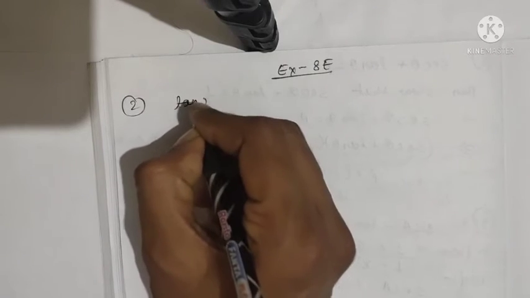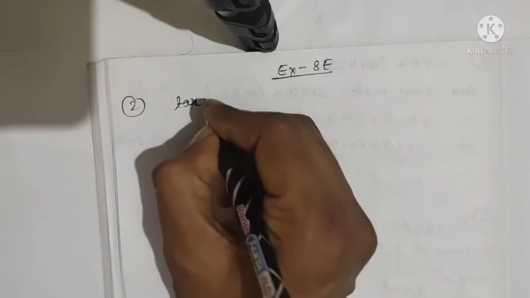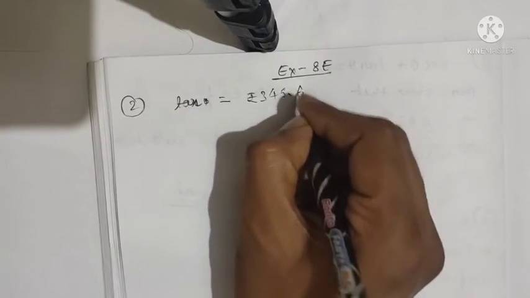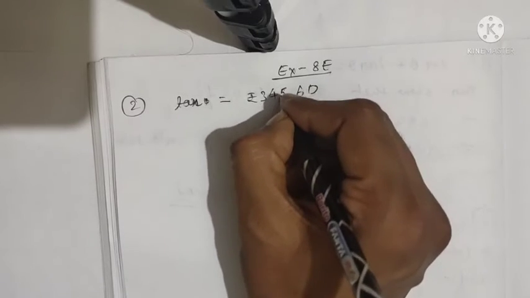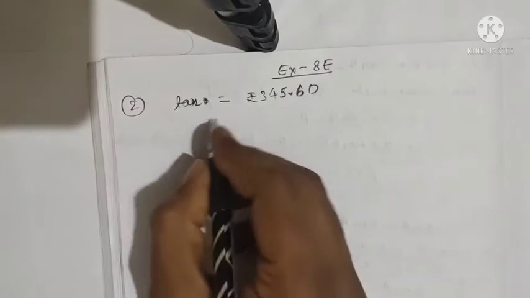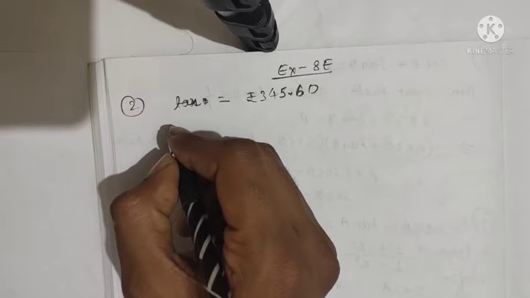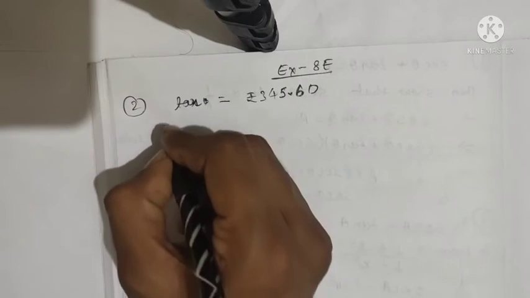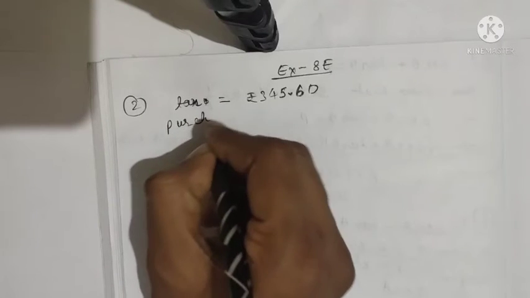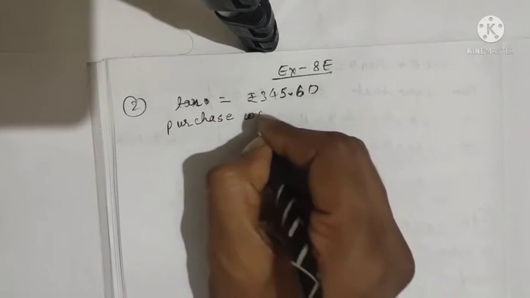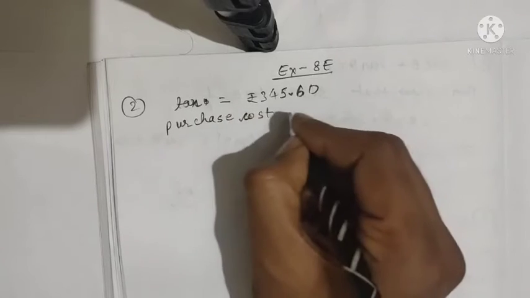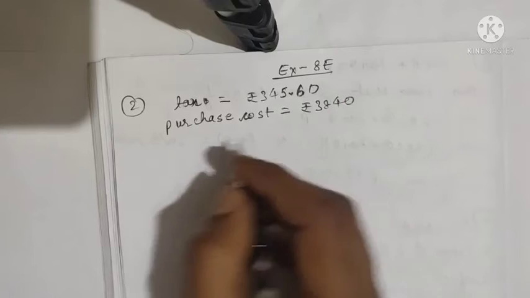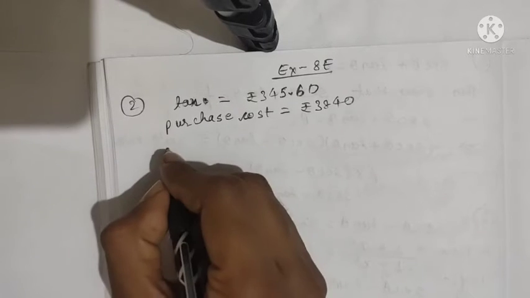So the tax is equal to rupees 345.60, and also it is given that on a purchase of rupees 3840, so purchase cost or purchase amount is equal to rupees 3840. Now we have to find the rate of tax.